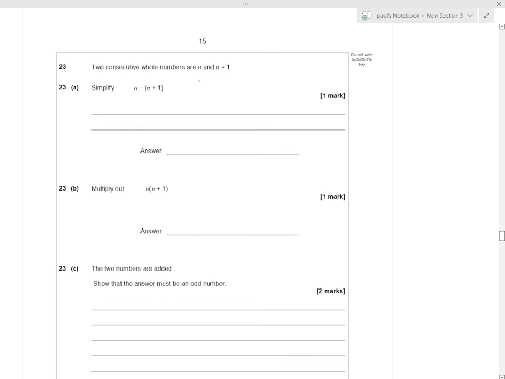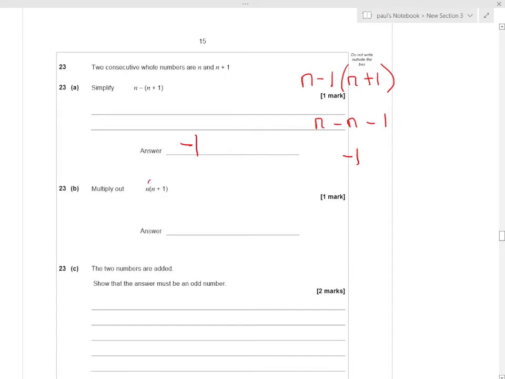Right, two consecutive whole numbers, n and n plus 1. Okay, simplify n minus n plus 1. So, when you've got a minus with no number outside, think of it as this: n minus 1 times n plus 1. So, in order to get rid of the brackets, we've got to do minus 1 times n, which will be minus n, and then minus 1 times plus 1 is minus 1. So now we've got n minus n, which is nothing, so all we're left with is minus 1.